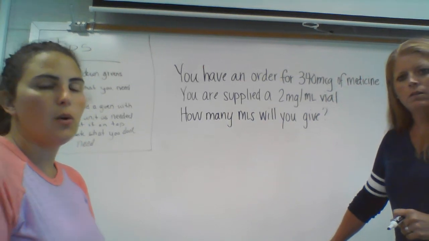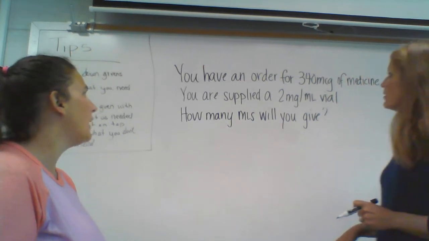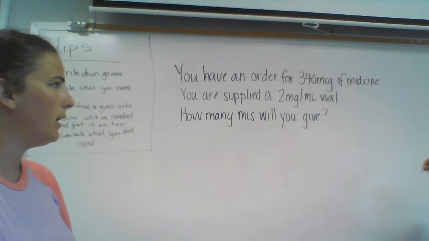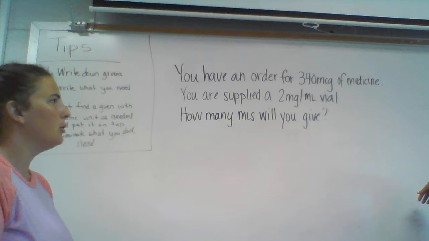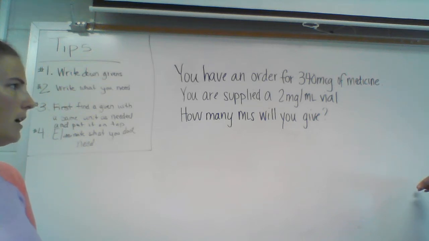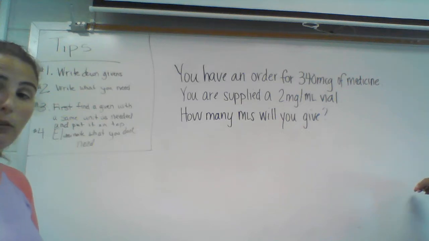Okay, so you have a new problem and you've been given an order for 340 micrograms of a medication. The vial that's supplied on your unit has 2 milligrams per milliliter in that vial. How many milliliters are you going to give the patient?